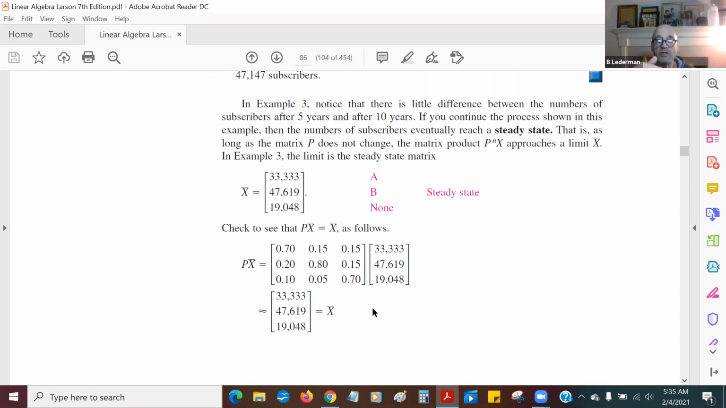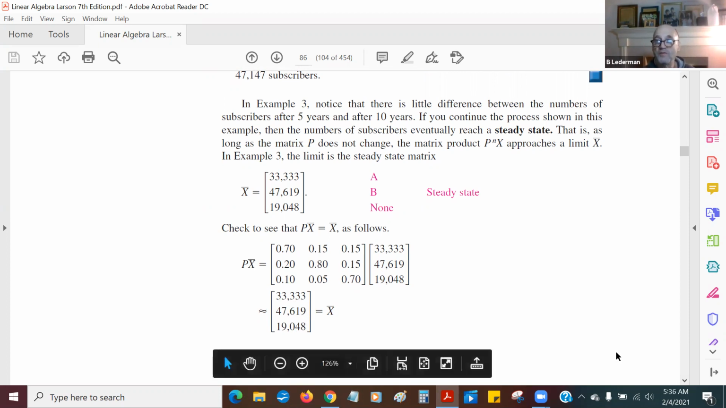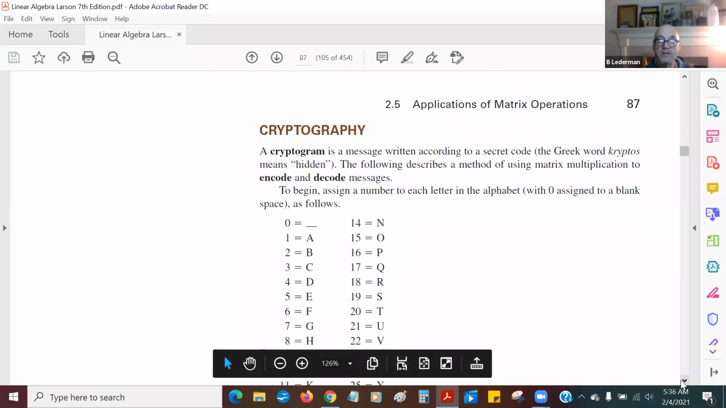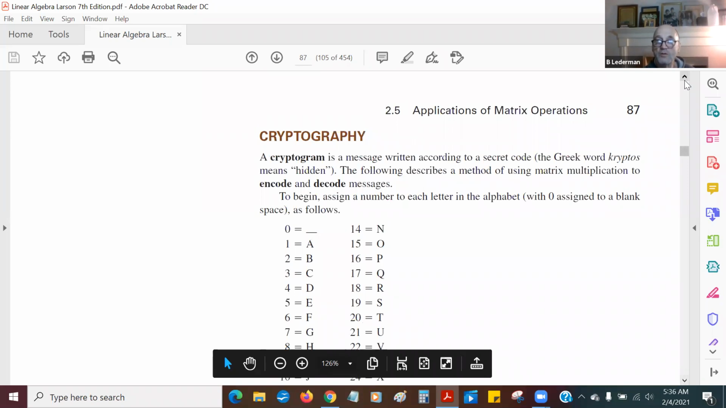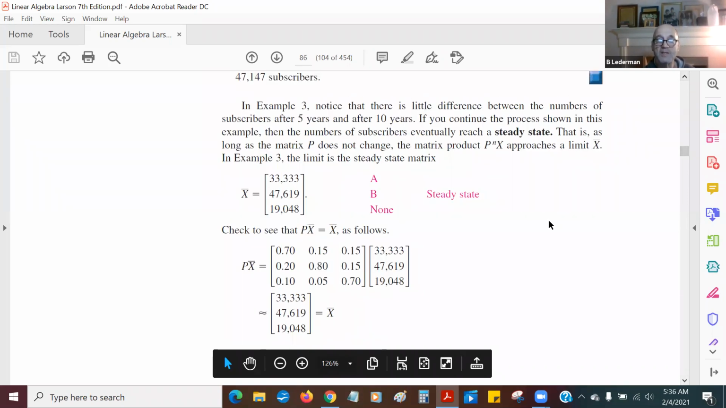So if the trends continue, then A is going to have 33,000 pretty much forever. B will have 47,000 pretty much forever, and there'll be 19,000 pretty much forever. Not going to have TV. Anyway, that concludes stochastic matrices.